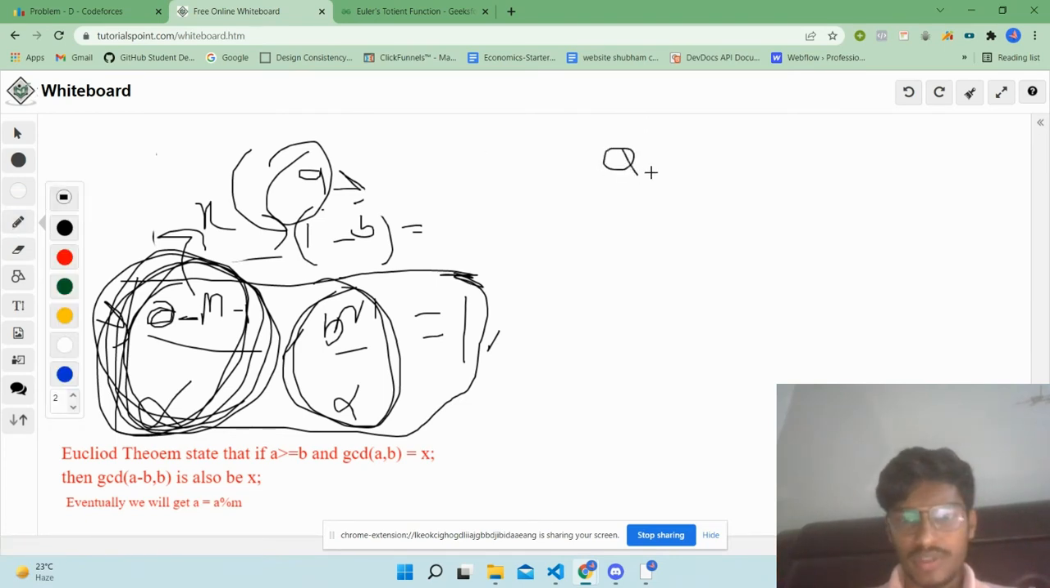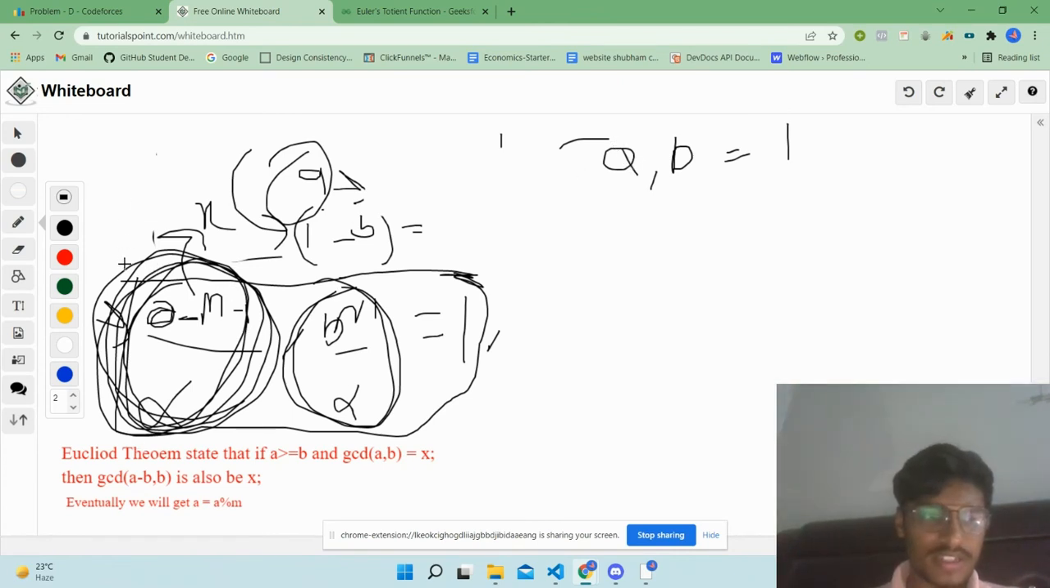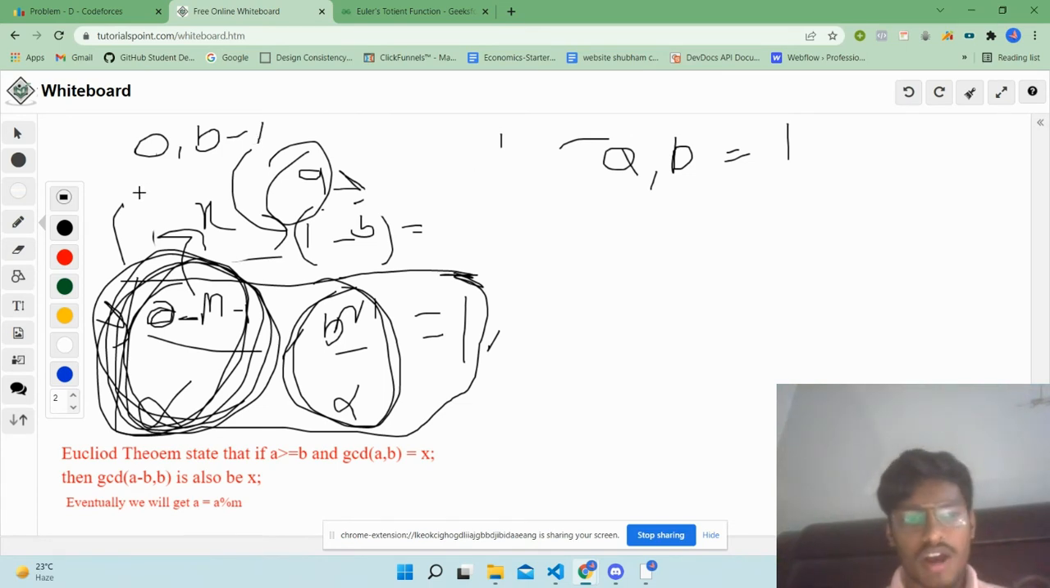We need to calculate the total number of A such that GCD of A and B is 1, and we know that A is from 1 to B. You can ask one question: in our question our first term is from range 0 to b minus 1, but in the theorem it is given that the range should be 1 to b. So how are we dealing with it?